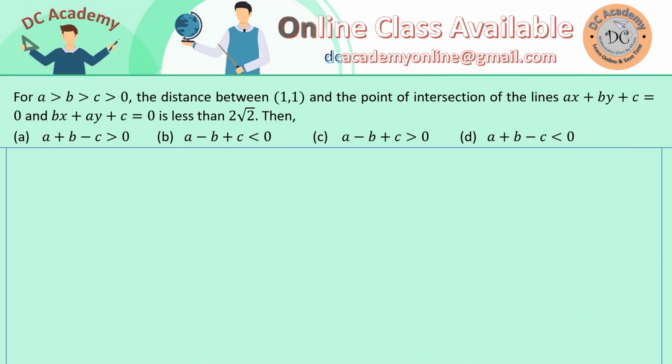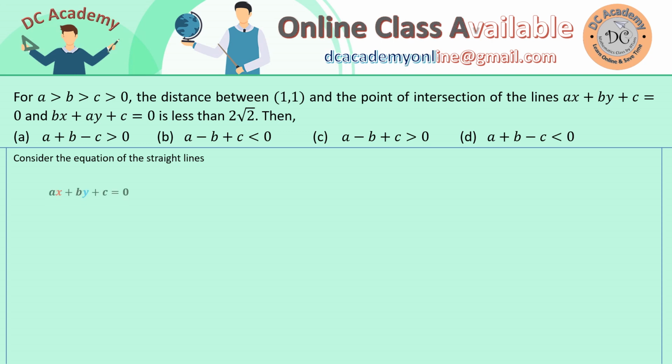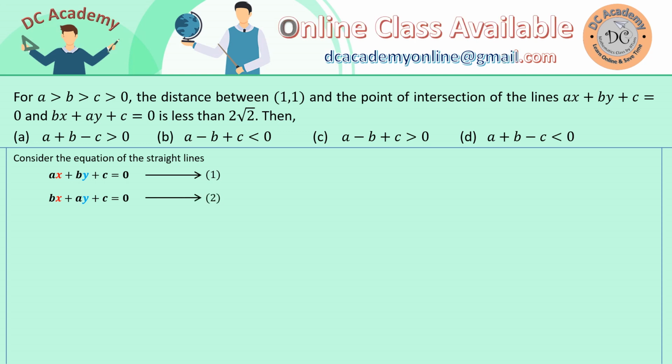So here we are having two lines, so let's consider both the equations of the straight lines. ax plus by plus c equals 0 is the first equation and bx plus ay plus c equals 0 is the second equation, named 1 and 2 respectively. Now our aim is to find the point of intersection, so we need to solve these two equations for x and y. So, solution of a linear system.